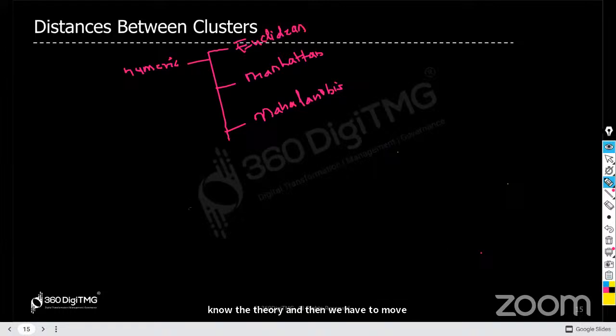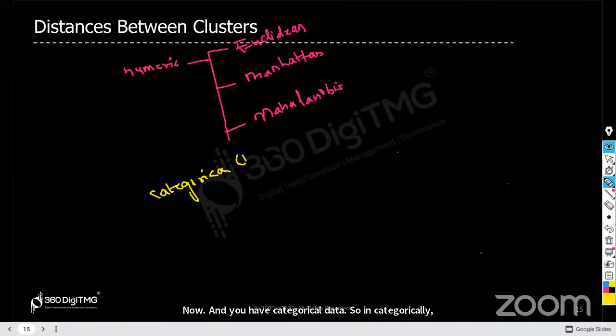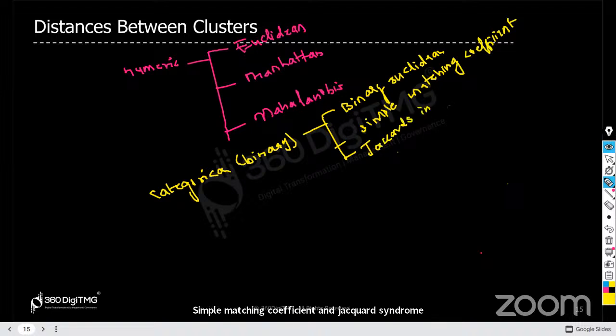Now, when you have categorical data, again, you have different types. If you have categorical data that is binary, then you can go for different types, like binary Euclidean distance, the simple matching coefficient, and Jaccard's index.